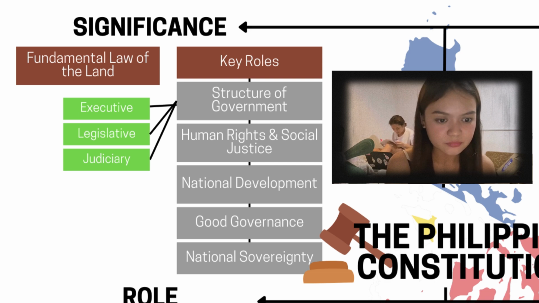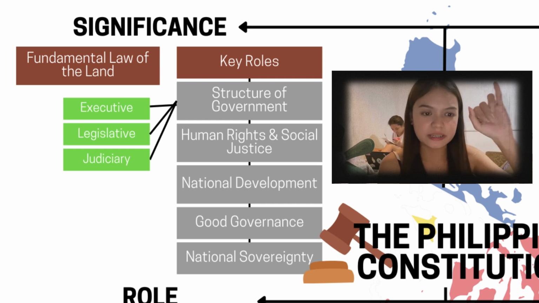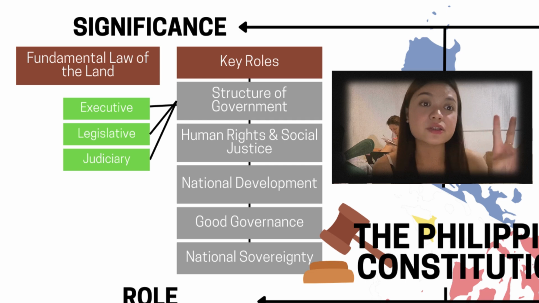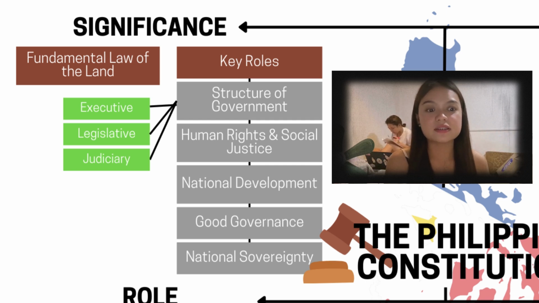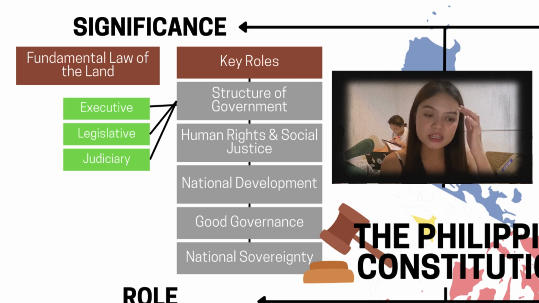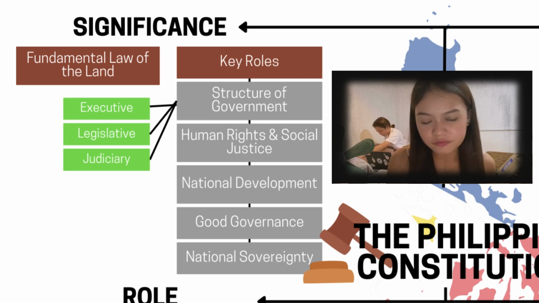The first of the 8 is participation. The second one is the rule of law. Third is transparency. Fourth is responsiveness. Fifth is consensus-oriented. Sixth is equity and inclusiveness. Seventh is effectiveness and efficiency. Eighth is accountability. And then we have the last one.